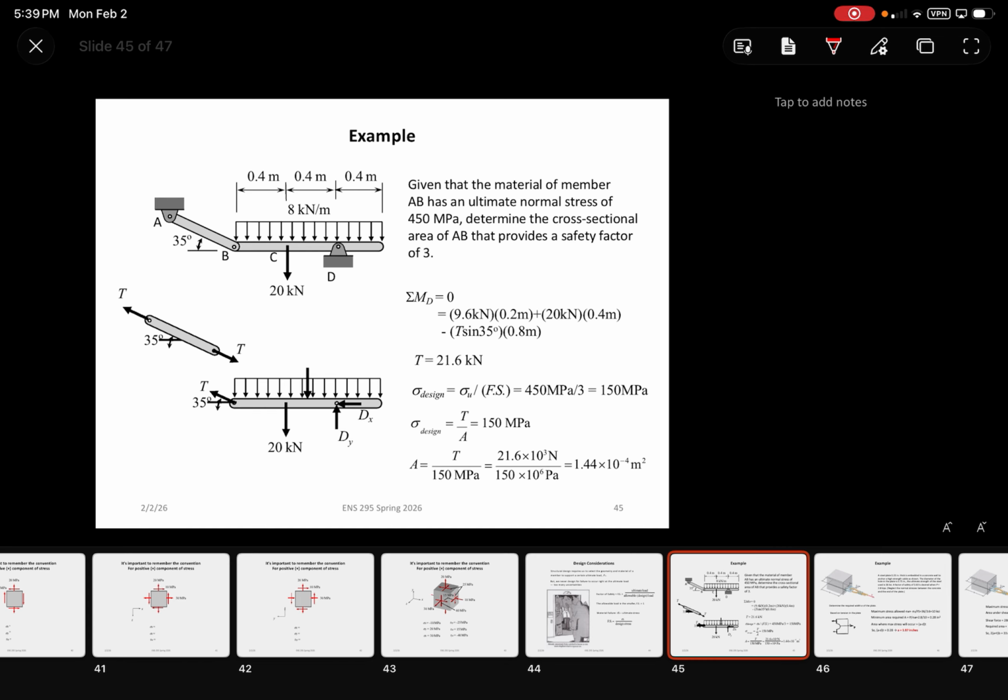From there, to design it, you can do one of two things. This example considers the allowable stress of 450 megapascals and just divides it by 3. So it's saying, even though it can handle 450 megapascals, we don't want to exceed 150.